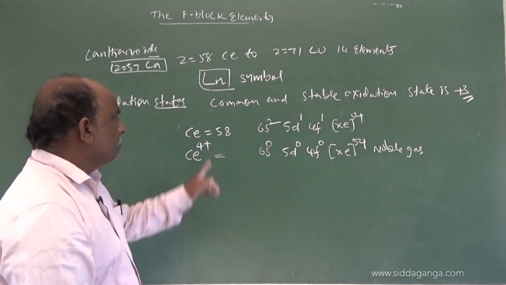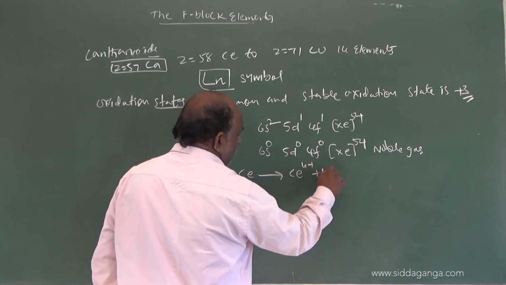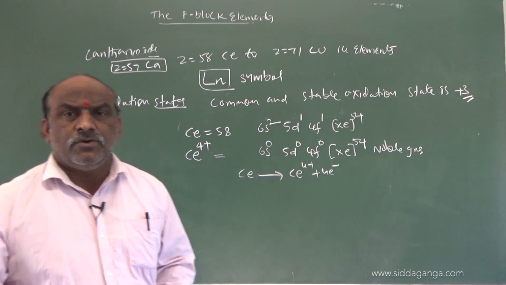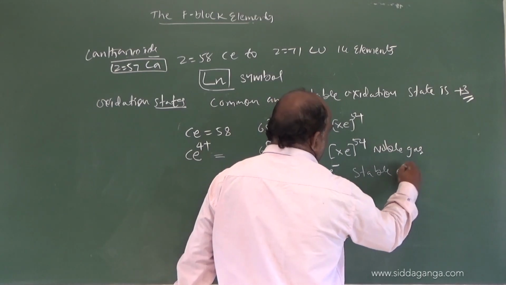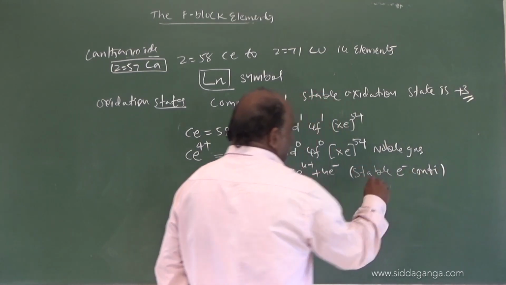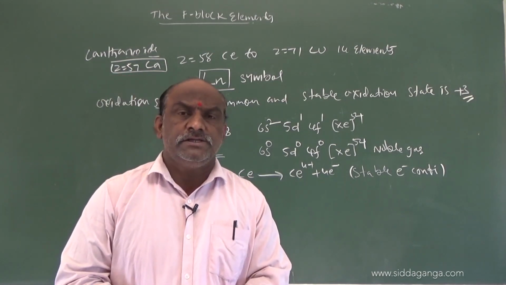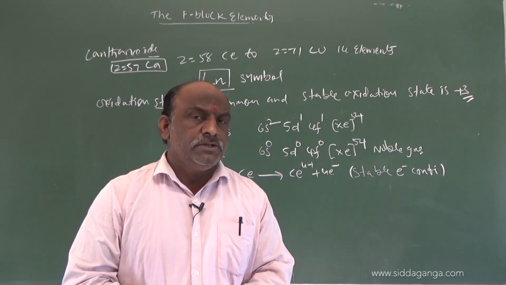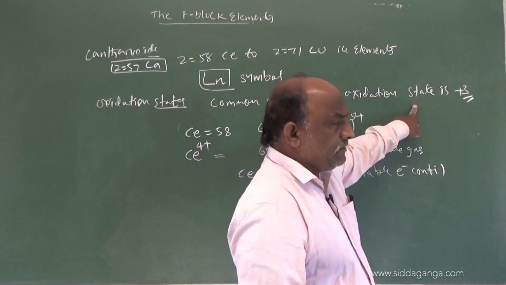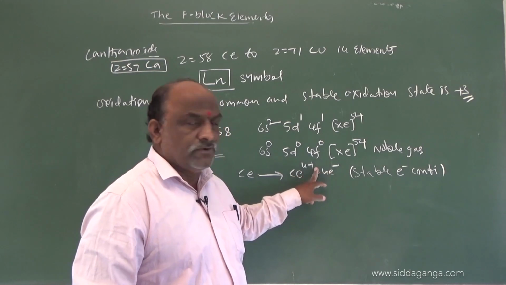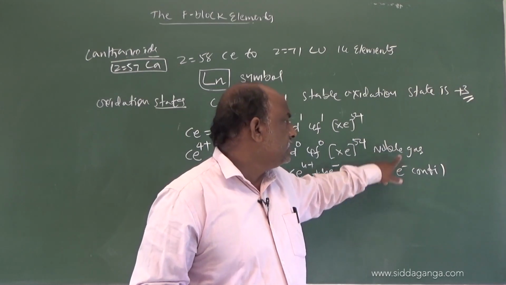Then cerium can lose 4 electrons, giving rise to cerium 4 plus. Cerium 4 plus, this is what configuration? Stable electronic configuration. Stable electronic configuration means a noble gas configuration. But lanthanide's common and stable oxidation state is plus 3. But in this example, cerium oxidation state is plus 4.